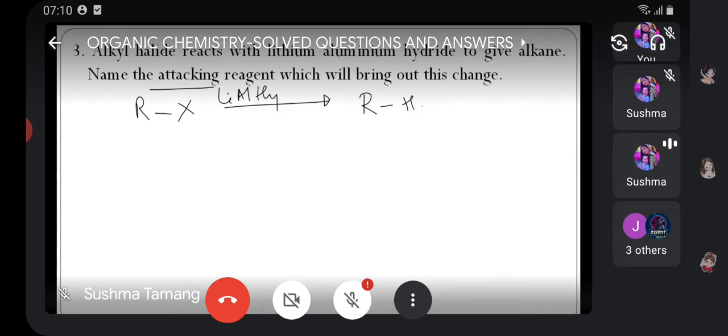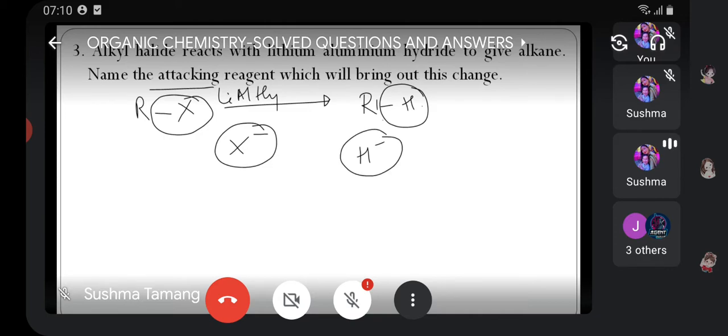Now see, the reaction is very simple. What has replaced the X minus here? X minus is replaced by H minus. So it is a replacement, a substitution reaction. What is replacing X minus? Like a nucleophile, look here, H minus. So H minus is replacing X minus. So here the attacking reagent is your H minus. Very simple.